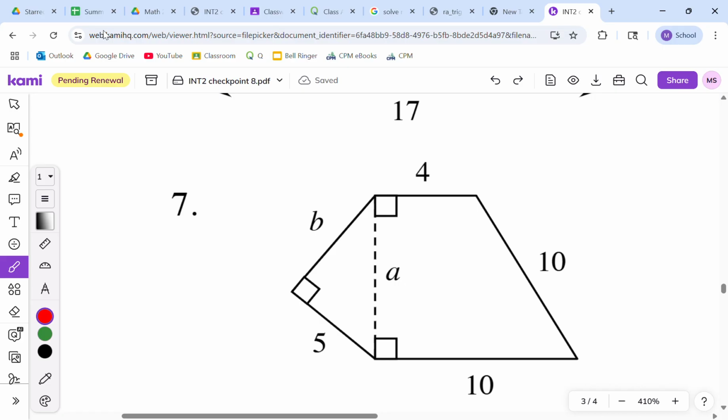Isn't that fun? We have here in front of us this number 7, and that looks like a mess. That looks like a lot of things to think about. But don't worry, don't let it get to you. Let's just start with what we know.